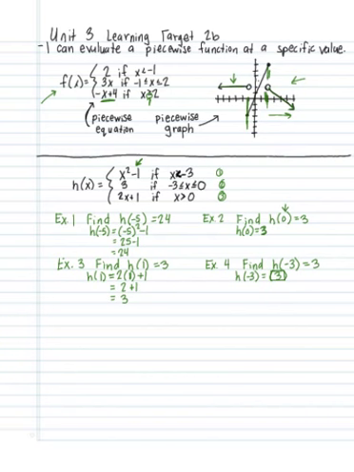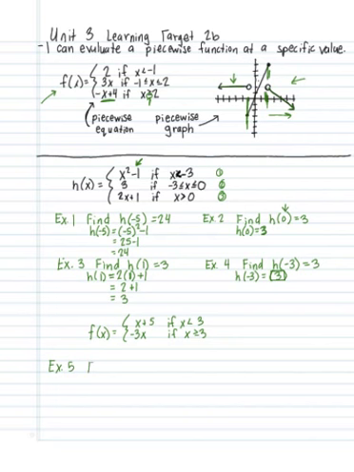Alright, let's do the same thing, but let's use a different piecewise equation just to see how it might look differently. So in this specific piecewise function, there's only 2 pieces. We've got x plus 5 if x is less than 3, and negative 3x if x is greater than or equal to 3. So we'll do 3 examples with this one.